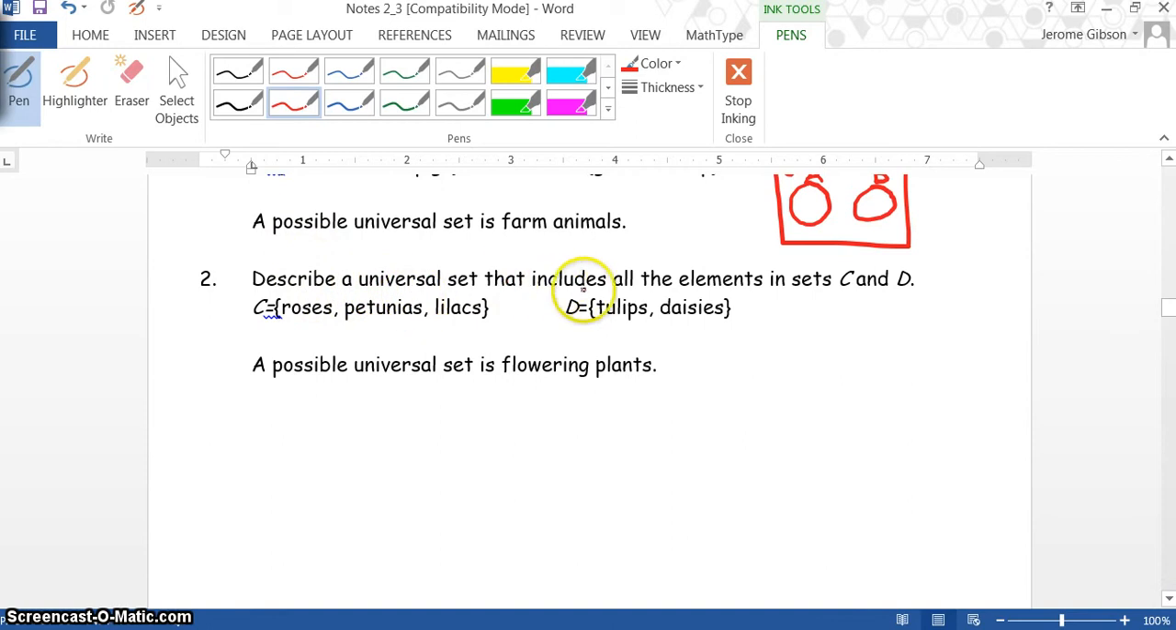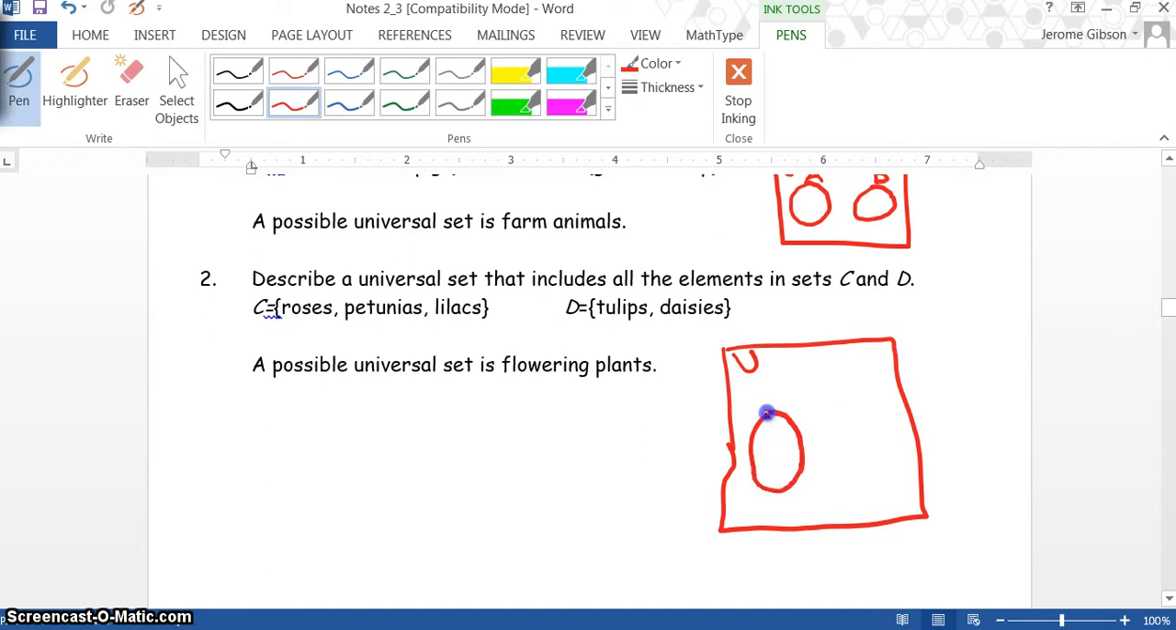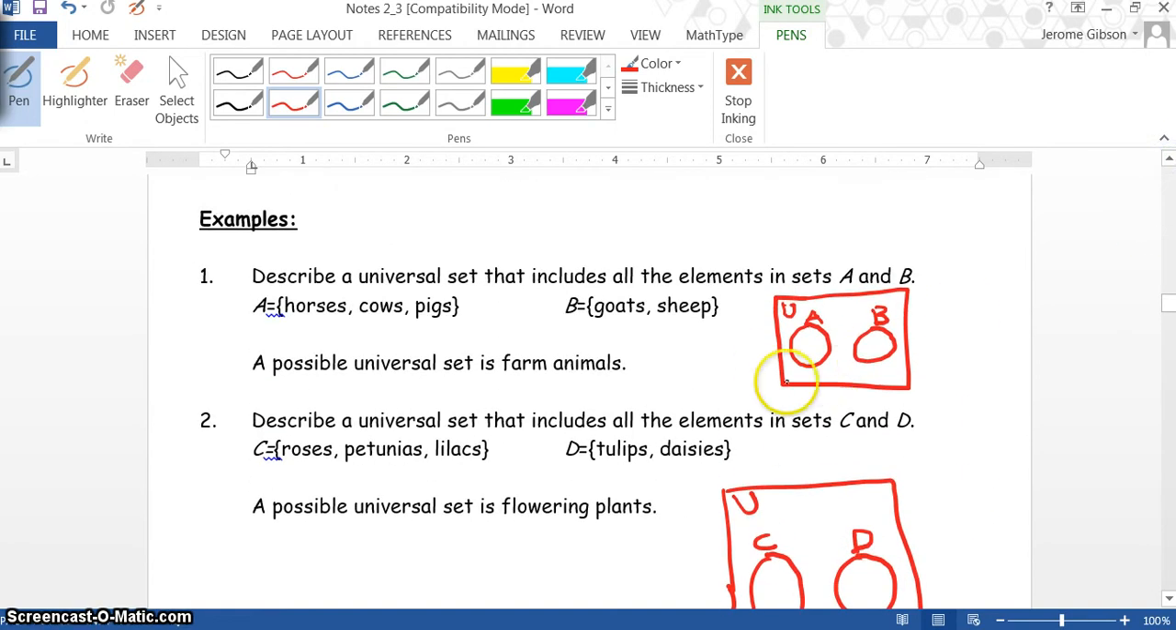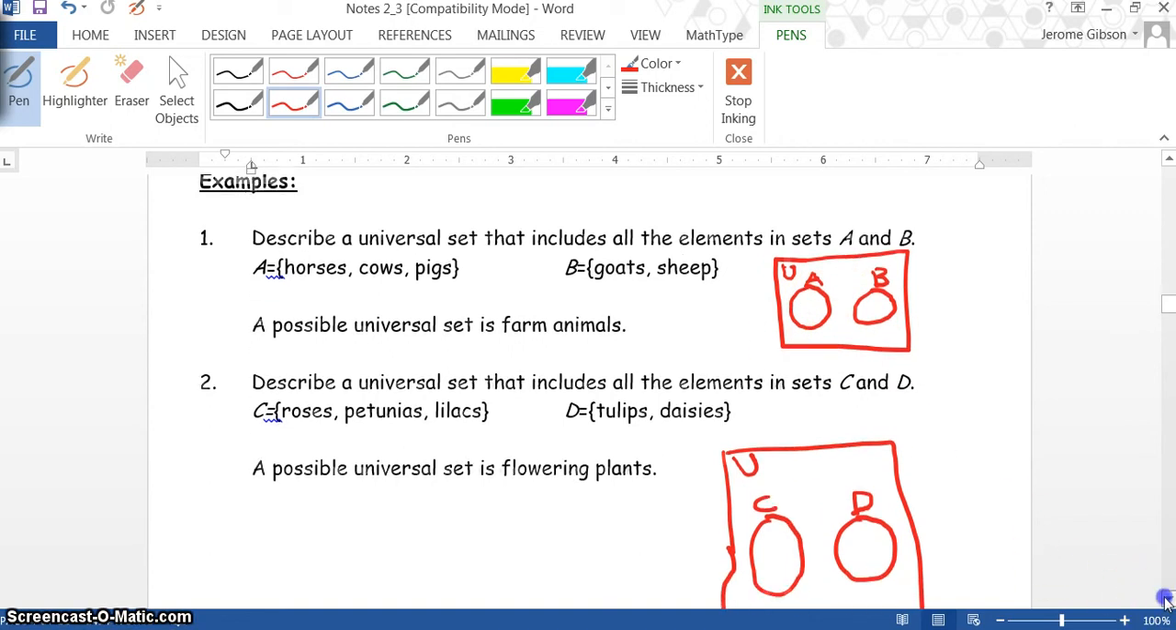It says describe a universal set that includes all the elements in sets C and D. Now we have roses, petunias, lilacs, tulips, and daisies. None of these match up. So we would draw our box here. Now, of course, it's not the best looking, but you get the idea. And we would draw our Venn diagrams. We have C and we have D. Now if you notice, in both of these representations, both of these are disjoint because none of the elements overlap.